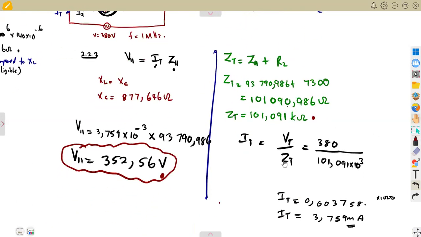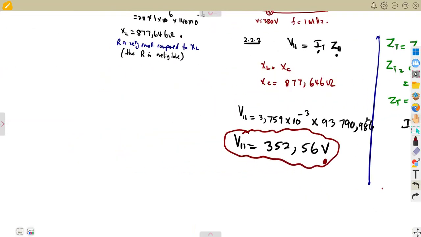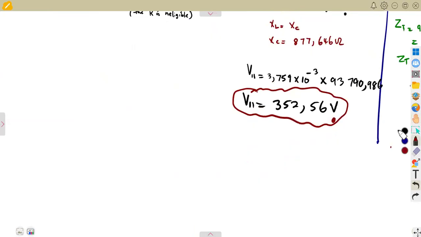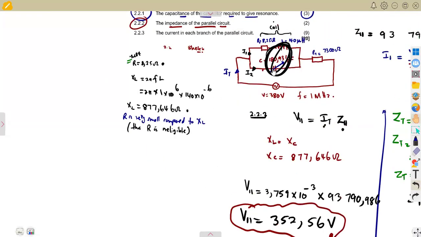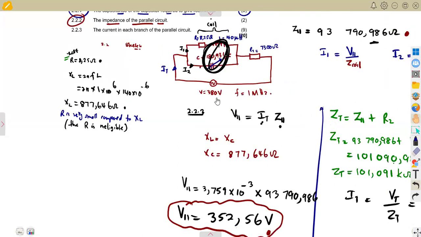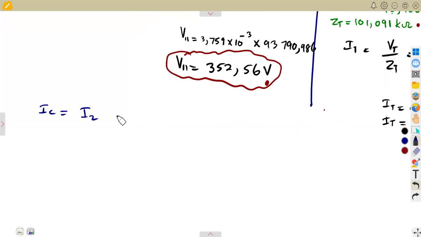All right, this is what you're going to have. If you do not understand me, let me put you through it this way. We have the voltage of the parallel circuit, so it's easier for us because we have XC. Let's start with the current across the capacitor, which is our current 2. We have XC, so it's going to be V parallel over XC.